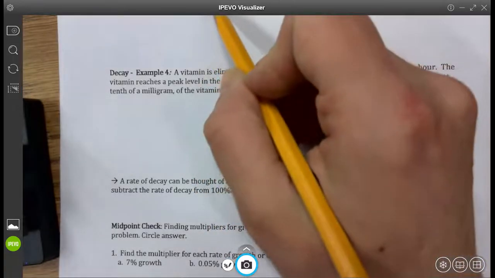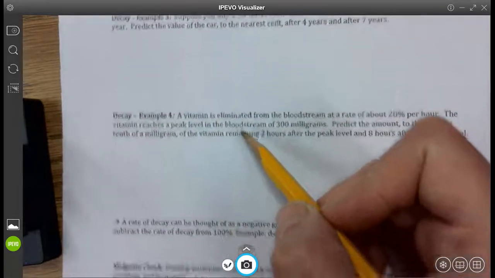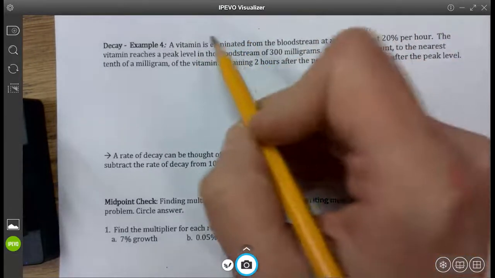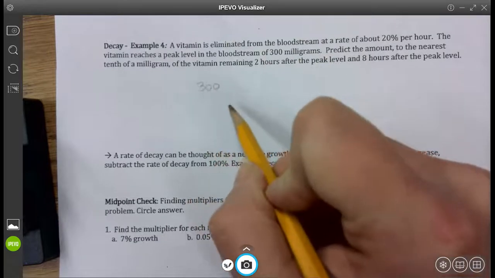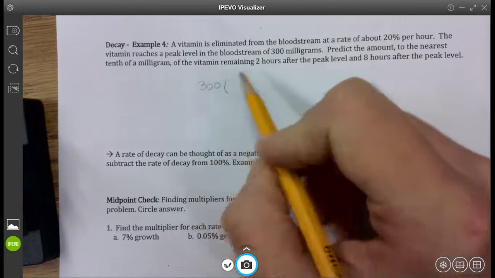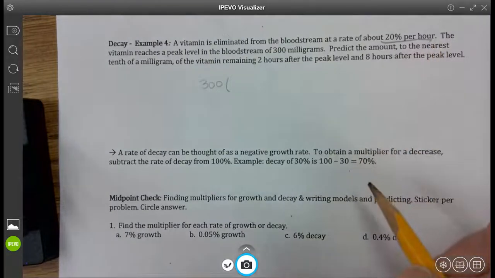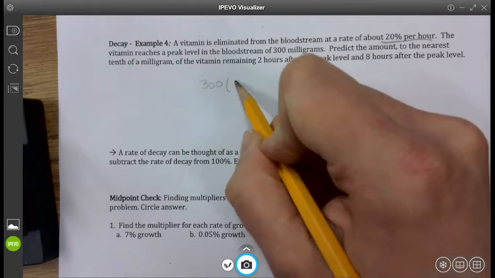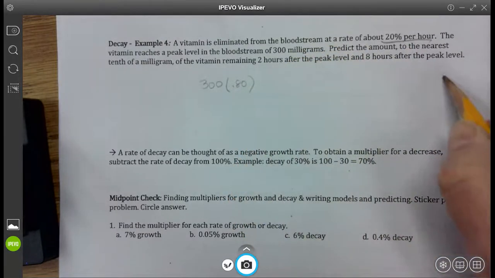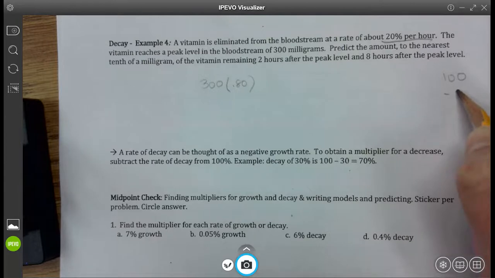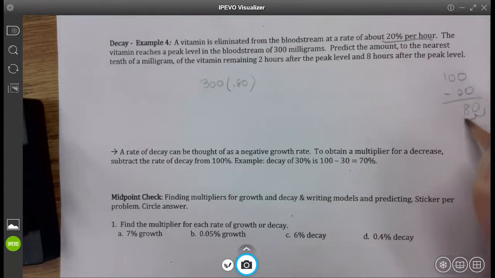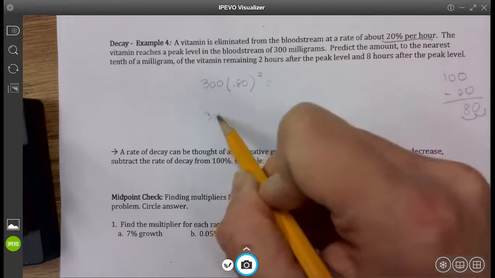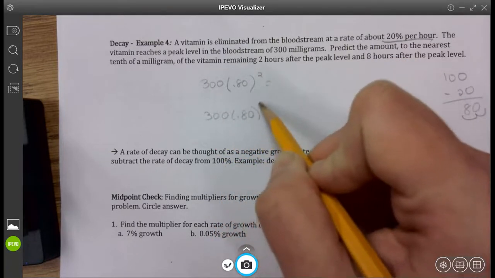So your population to start with, I just skipped an example 3, so we'll start with this. We'll start with 300 milligrams is what the person had, and then you're leaving 20%. So that means 80% remains. So when you're decaying or losing, you take your 100% of what you have and you're losing 20 to the left, so you're multiplying by 0.80. So after 2 hours, how many milligrams is left? And then after 8 hours, how many milligrams is left?